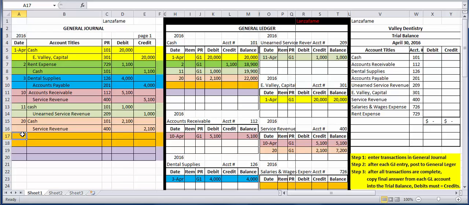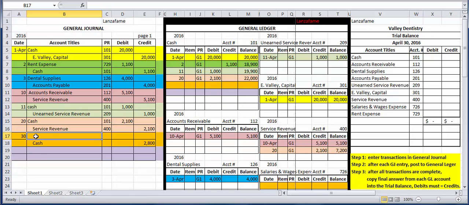Next one says on the 30th, it says paid the secretary for the month, $2,800. So we're going to pay. Ding, ding, ding. You see the word pay. You're going to credit cash. Every time you see the word paid, you're going to credit cash. I don't care what you're paying. If you see the word paid, instant success in terms of remembering what to do. So we know automatically because it said paid, we're going to credit cash.